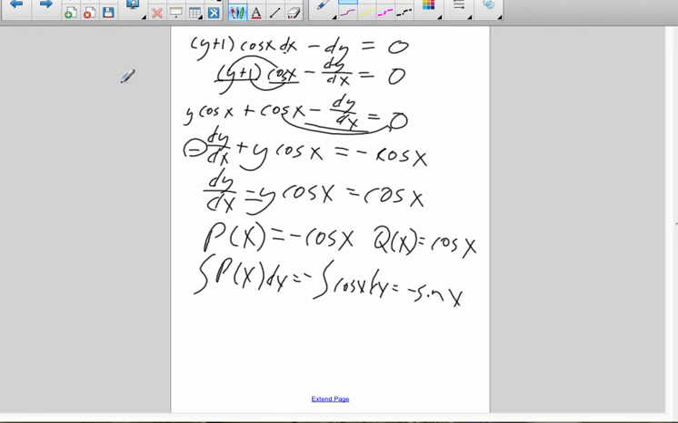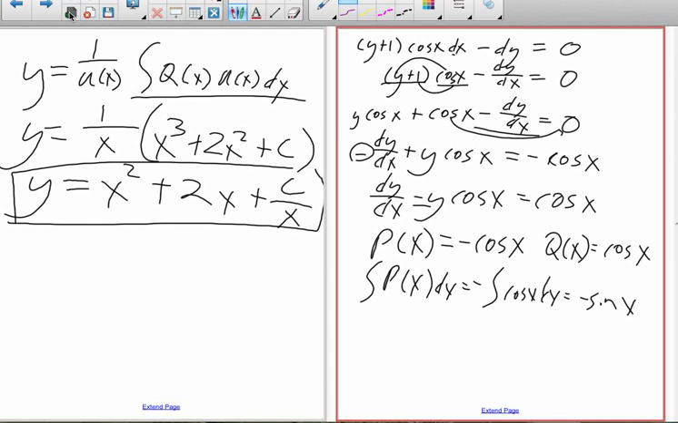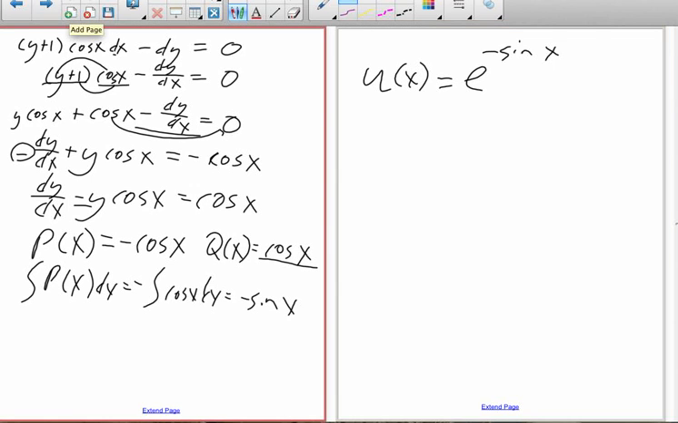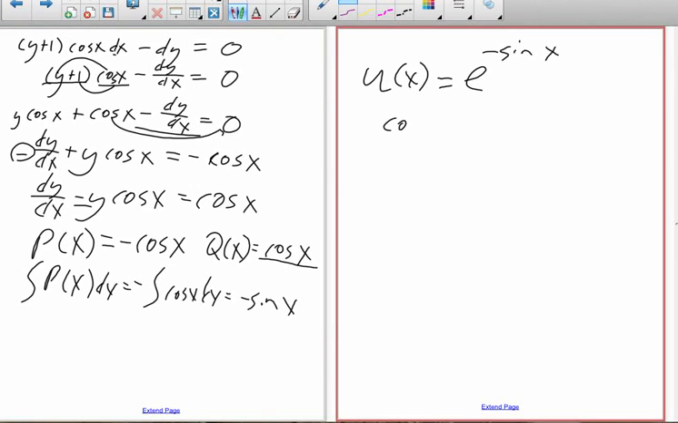Okay, so now we're ready to come back in and do our integrating factor, which is u of x, going to equal e to the negative sine of x. All right, so now we multiply u of x times q of x, which is cosine of x. So I'm going to end up with cosine of x times e to the negative sine of x. There's nothing I can do to simplify this, but we have to integrate this thing.